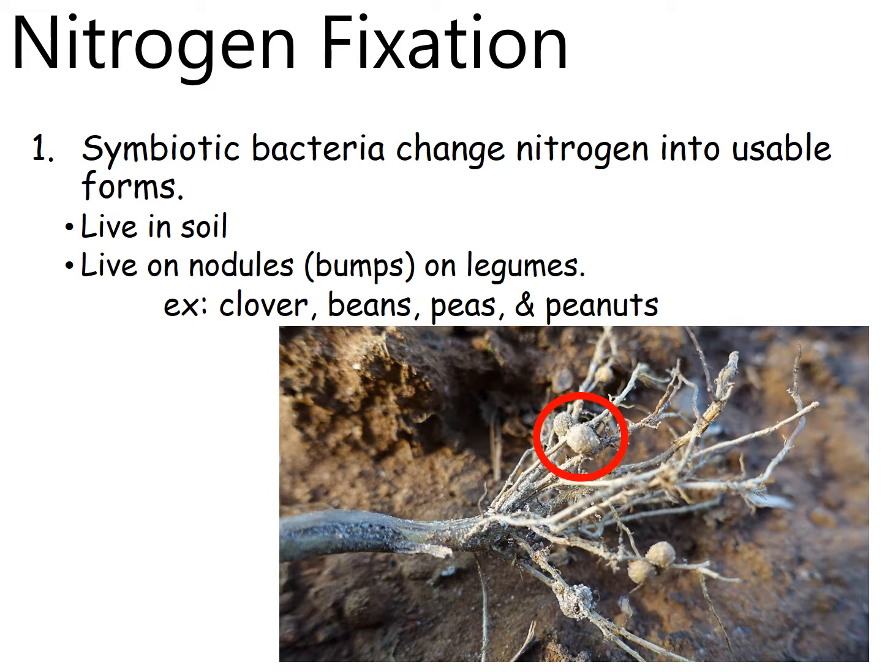There are two ways for nitrogen to get fixed. The first one is for symbiotic bacteria to change nitrogen into a usable form. Those bacteria live in the soil or they live on nodules or bumps on legumes. A legume is like clovers, peas, beans, peanuts, those kinds of plants. Look at the red circle. That's a picture of a nodule on one of these legumes, and it's filled with bacteria trying to change nitrogen into a form the plant can use to help it grow.